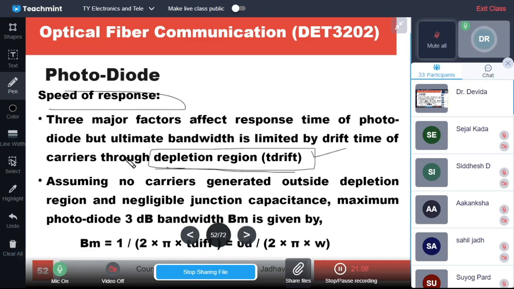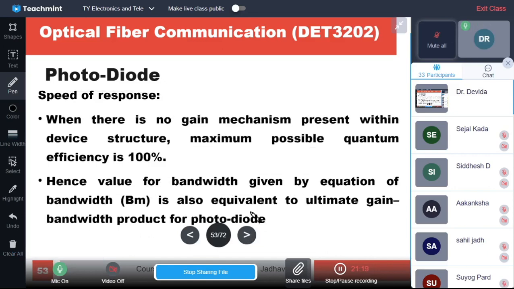The 3 dB bandwidth is given as Bm equal to 1 upon 2 pi T drift, or Vd upon 2 pi W. When there is no gain mechanism in the diode, Bm, the 3 dB bandwidth, is the same as the gain bandwidth, because gain is 1. No gain means gain is 1. But if a gain mechanism is present, it will be gain times Bm, that is the gain bandwidth product.